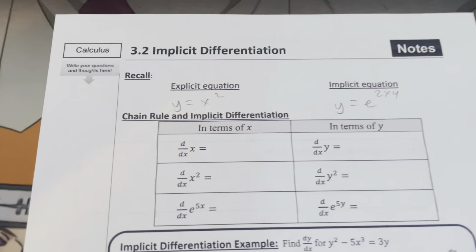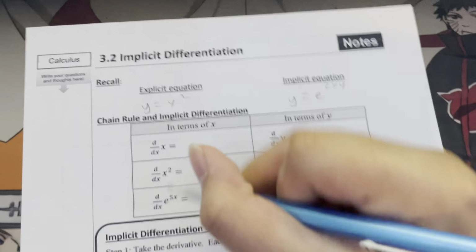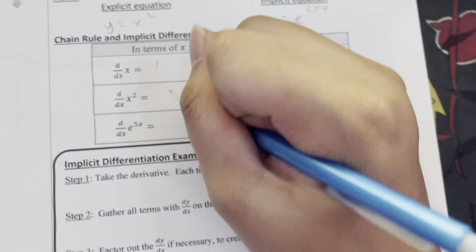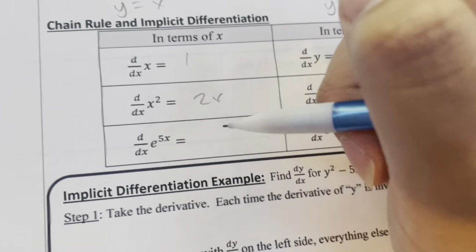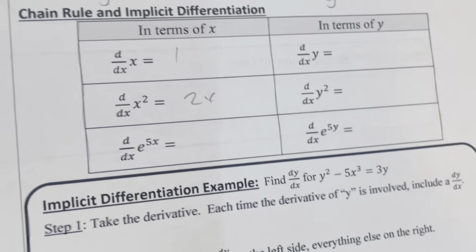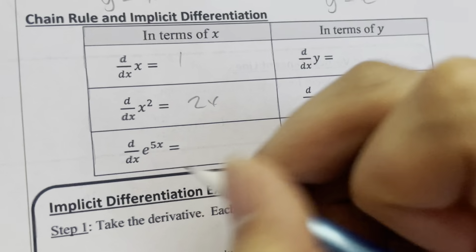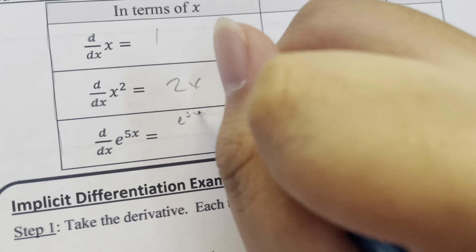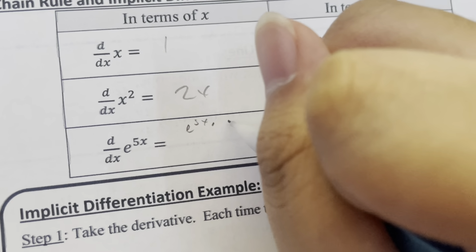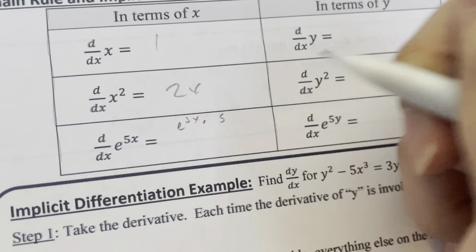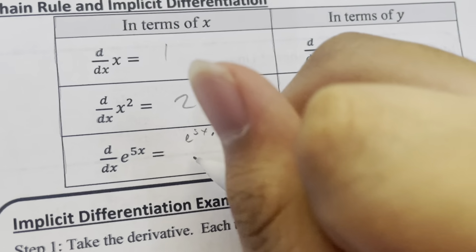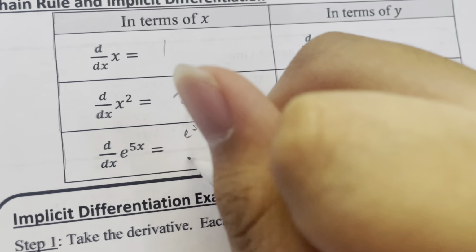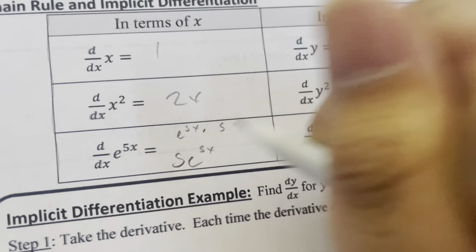In terms of x, the derivative of x is 1, the derivative of x squared is 2x, and for the derivative of e to the power of 5x, we apply the chain rule. So this would be e to the 5x multiplied by the derivative of 5x, which is 5. And the derivative of e to the power of 5x is 5e to the power of 5x.